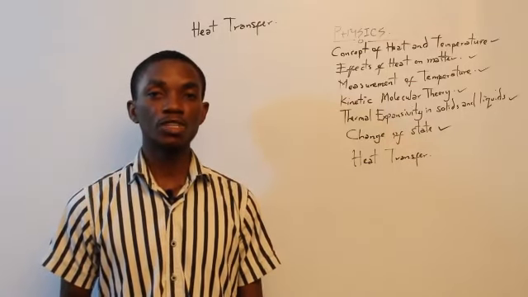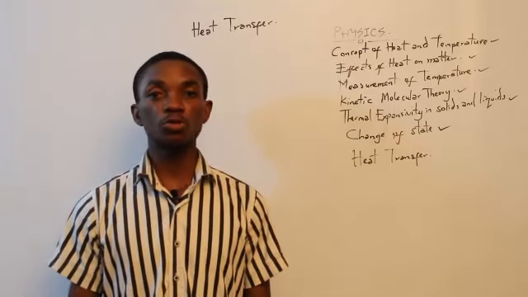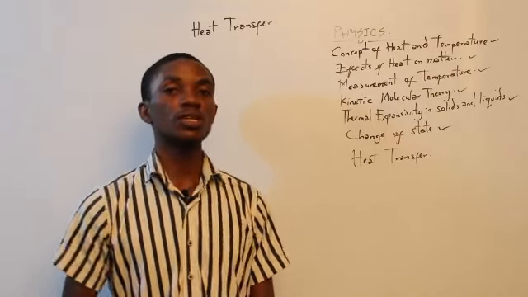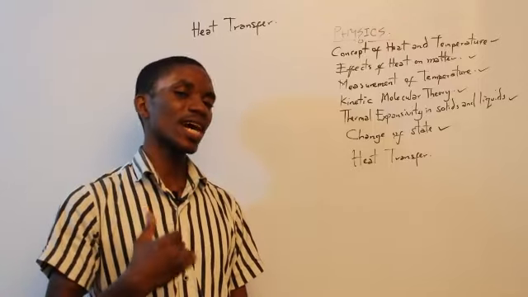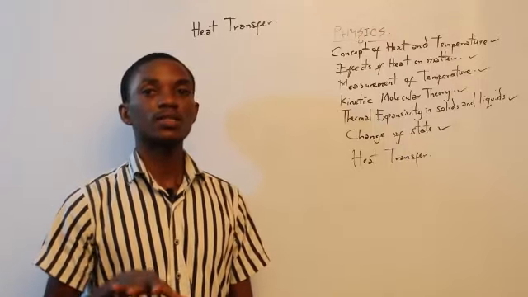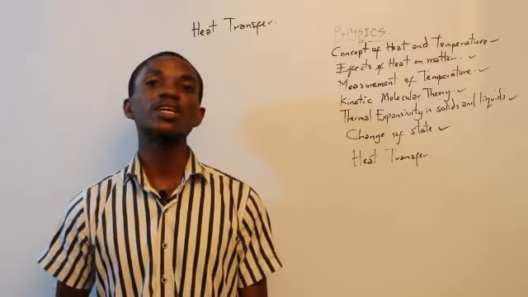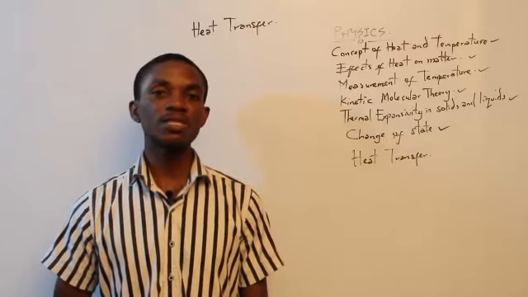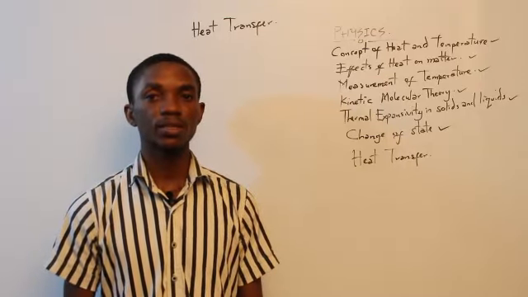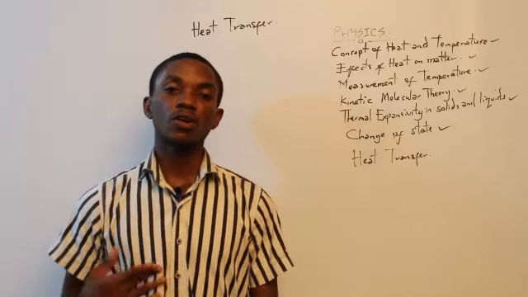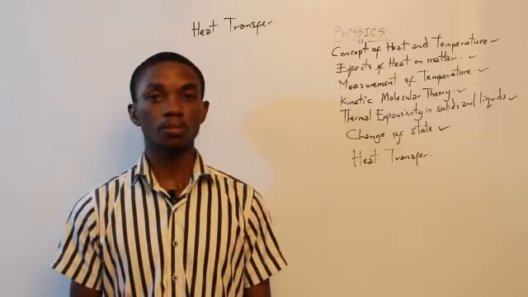Now we can talk about convection. Convection is the transfer of heat through a fluid. Fluid refers to liquids or gases. So this does not actually require direct contact with the source of heat. But once the fluid touches the source of heat, it carries the heat and transmits it to where it is needed. Convection occurs in liquids and gases, both of them.